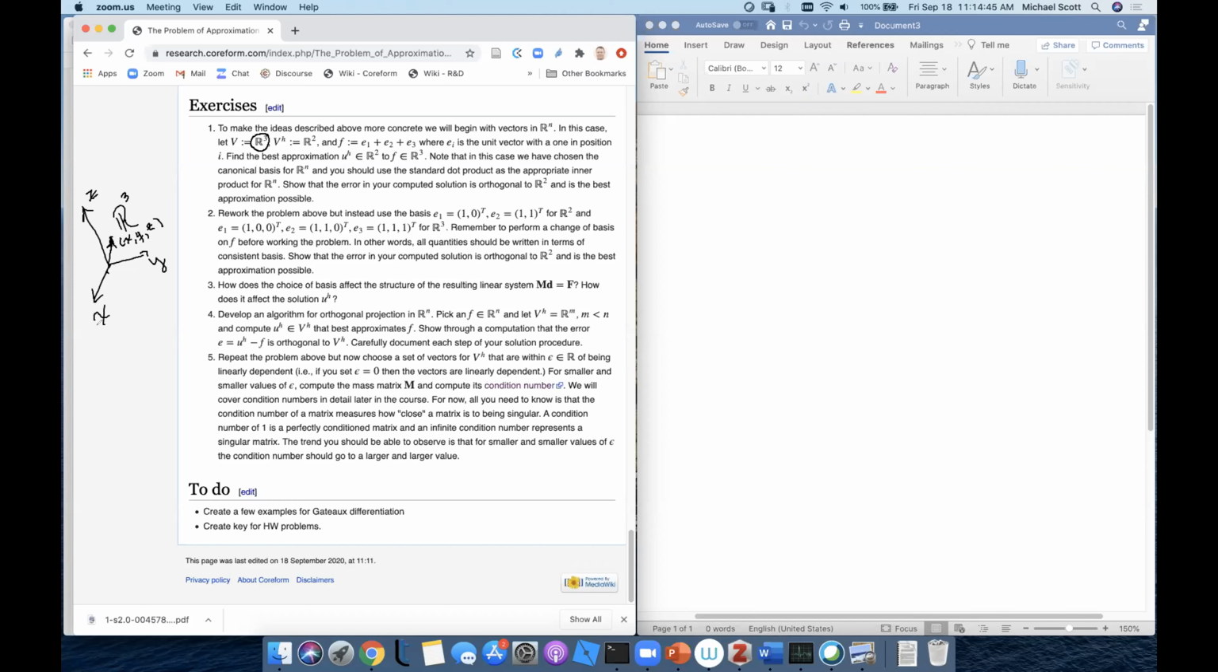So when you say V and then the colon equals, is this setting it equal to? The colon equals means is defined to be. Defined to be. It means let's just define V to be R3 and VH is defined to be R2.